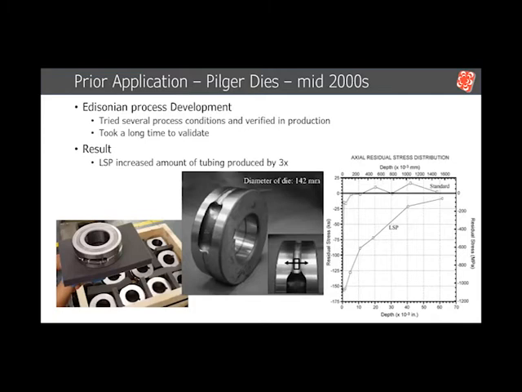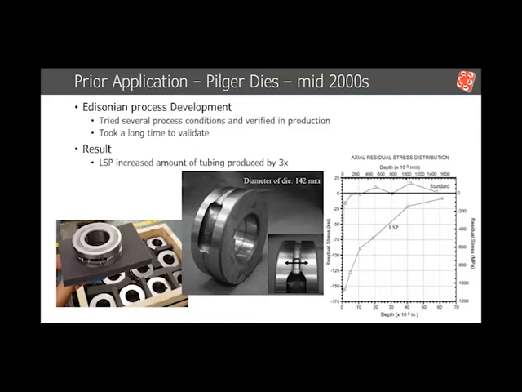Another one, in terms of Pilger dies, again, this was very Edisonian in terms of the approach. Several different processing conditions and patterns were applied to the dies. And really the only way to demonstrate the benefit of that residual stress in these dies was actually to test the dies making product. Once the residual stress profile and the pattern that was applied to the part was identified as the one that worked, the customer in this case was able to produce 3 times more tubing than they were able to do without laser peening.